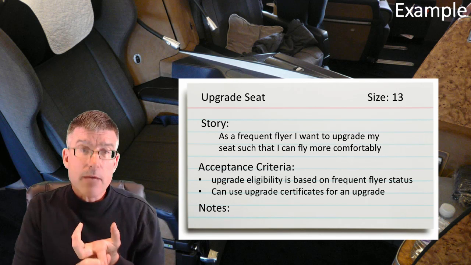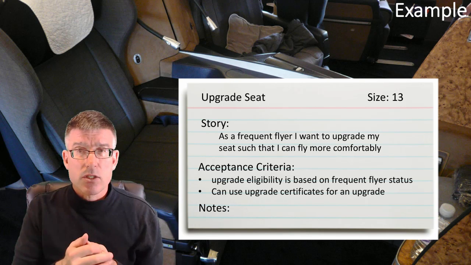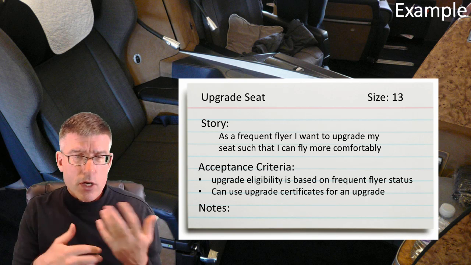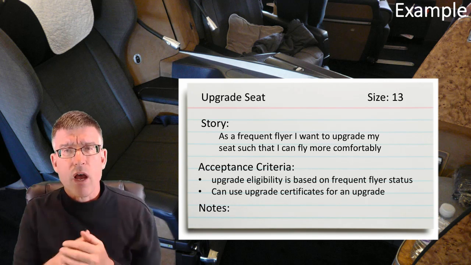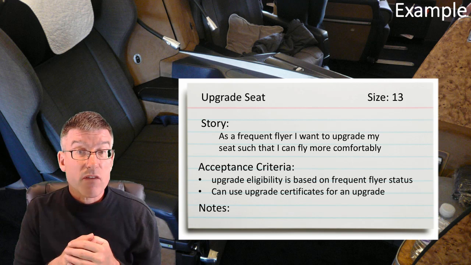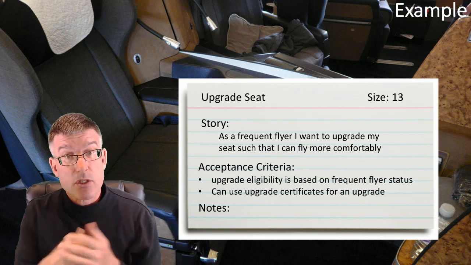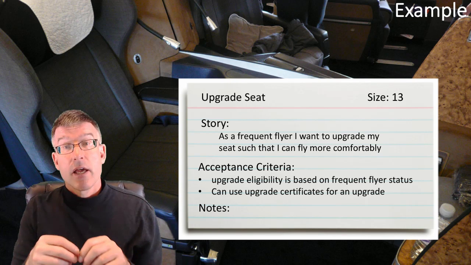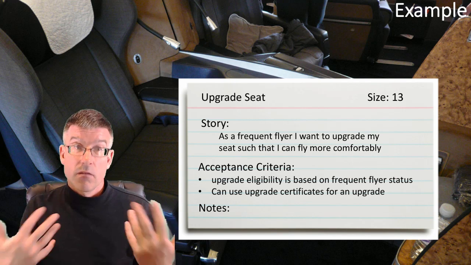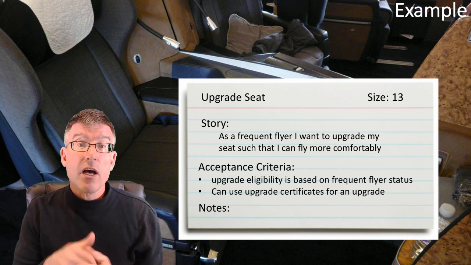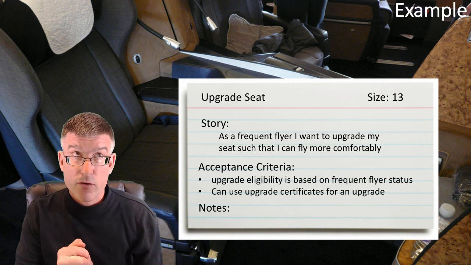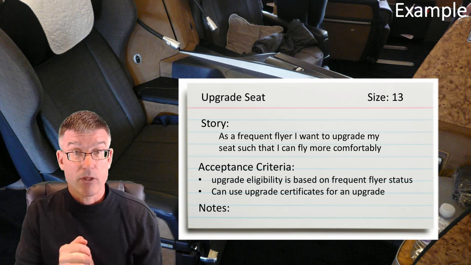It has a name, upgrade seat. It's got a size, which we've called 13. There's a story. As a frequent flyer, I want to upgrade my seats such that I can fly more comfortably. So here's a statement of something that is actually valuable to a stakeholder. And let me tell you, as somebody who's nearly 6'5", this is really valuable to me. If I can upgrade my seat so I can fly more comfortably, yeah, this is valuable.